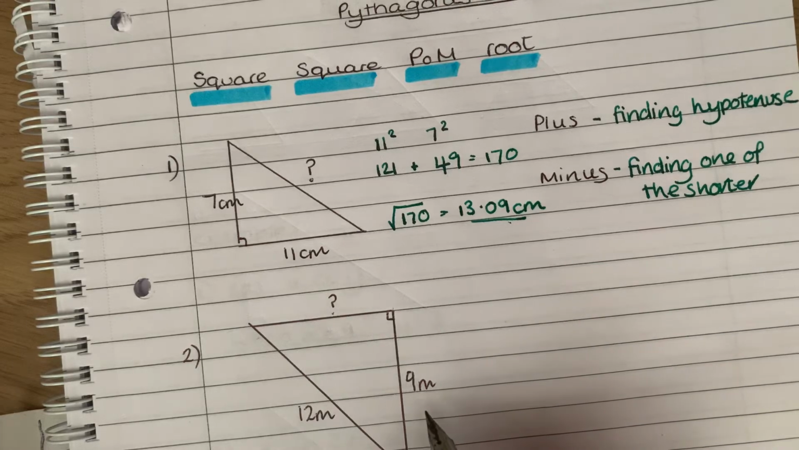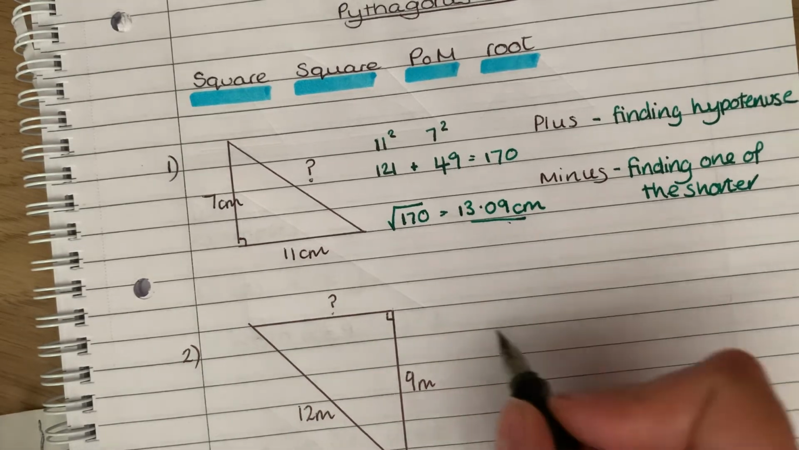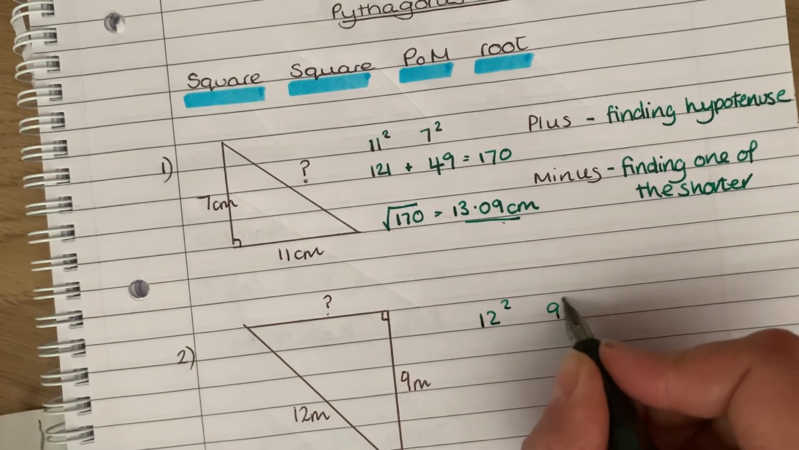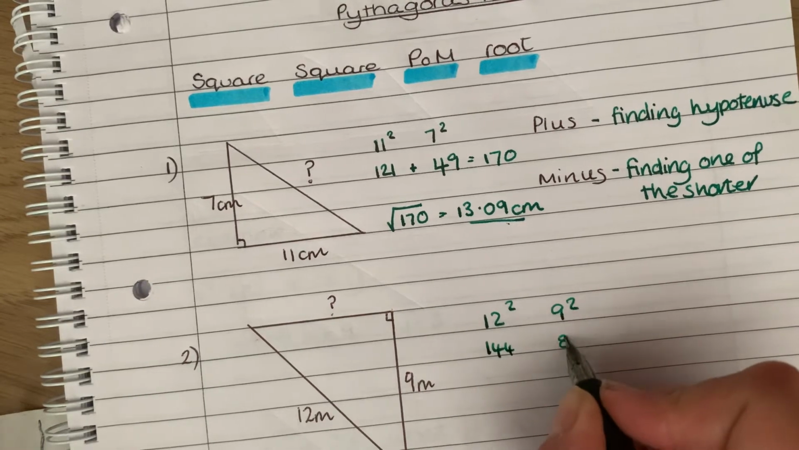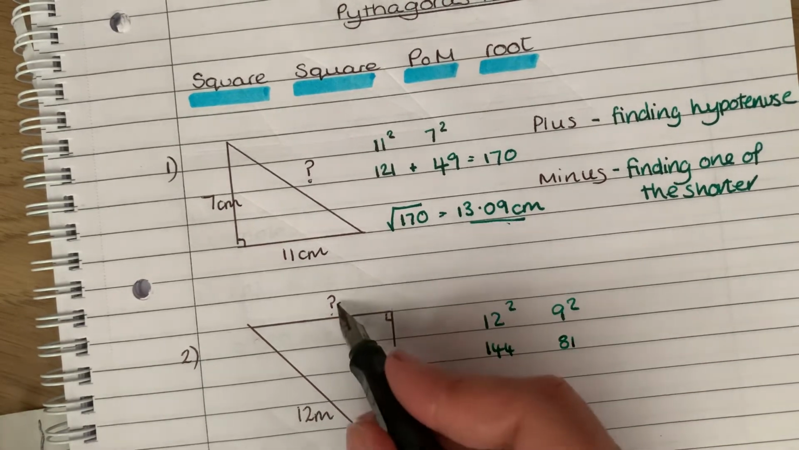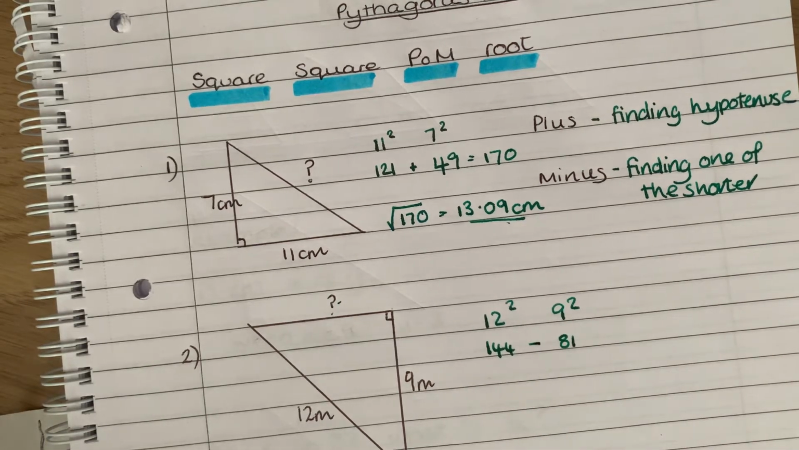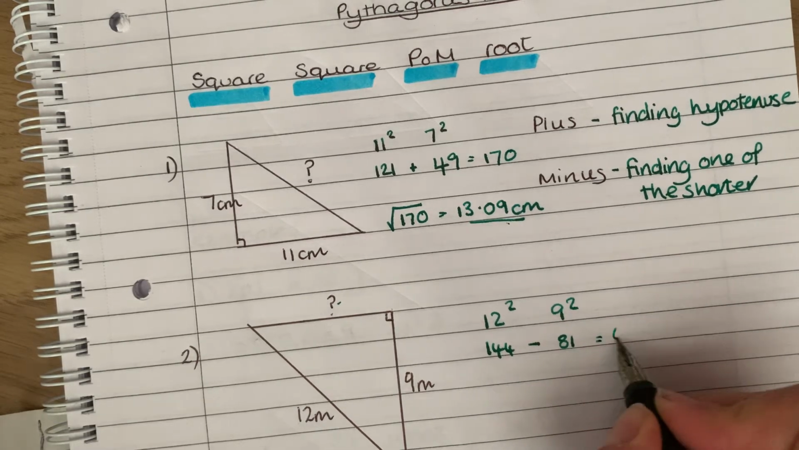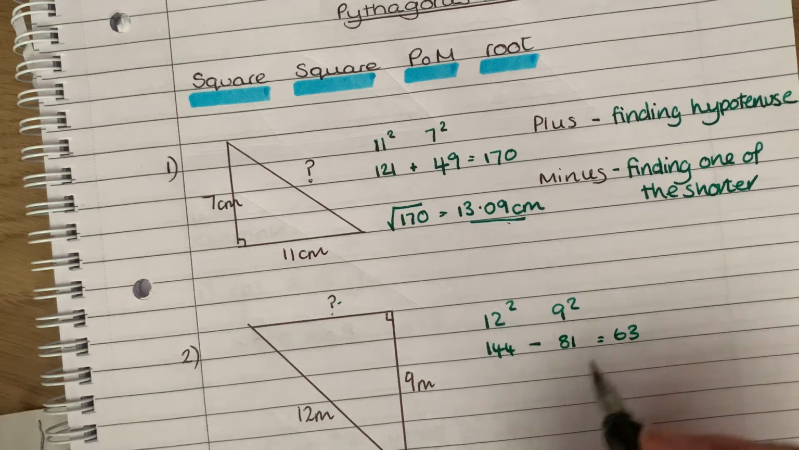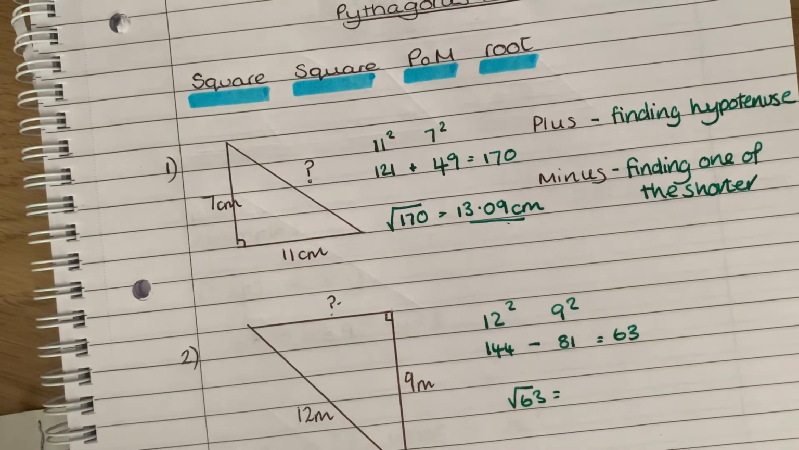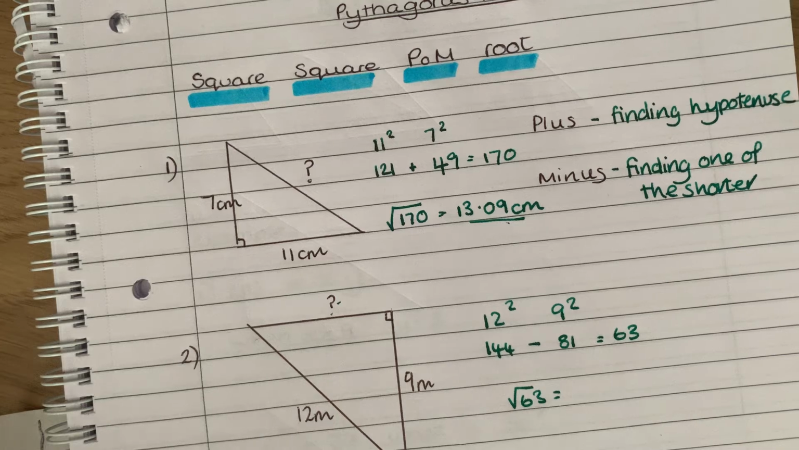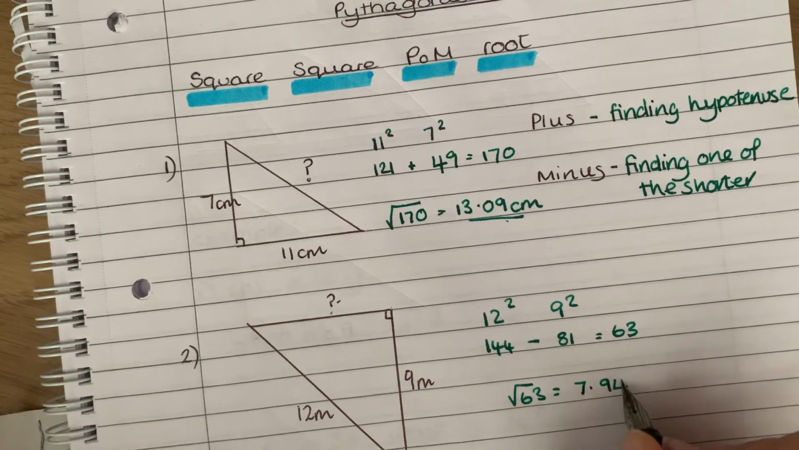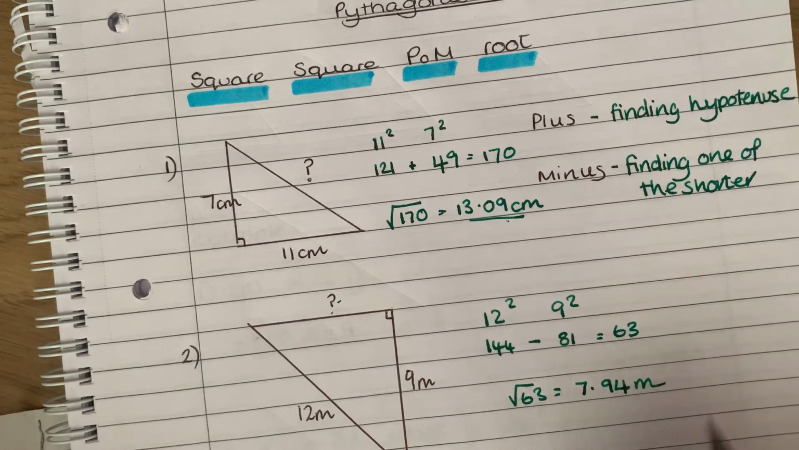Okay, so this one here, square, square, pom, root. So I always do the bigger one of the two. So I've got 12 squared and 9 squared. So I've got 144 and 81. Now, because I've already got the hypotenuse, I'm finding one of the shorter sides, I need to subtract it. Okay, so I've got 63. So I've minused, so root 63 to two decimal places is 7.94. Okay, and that one's metres.